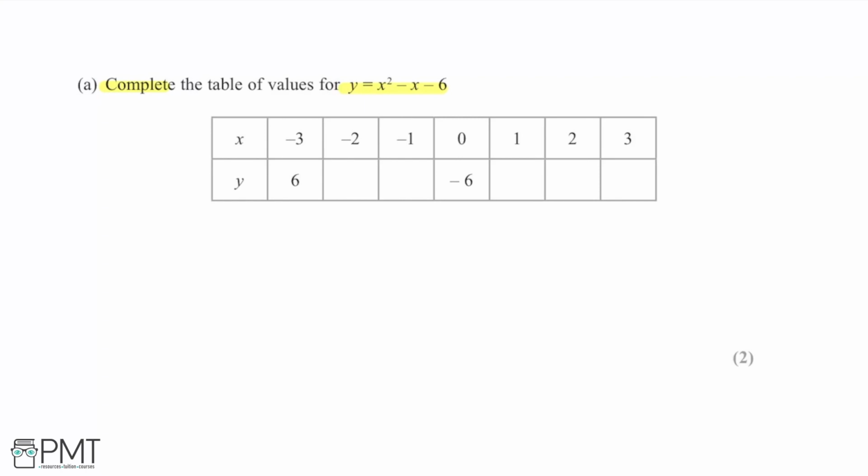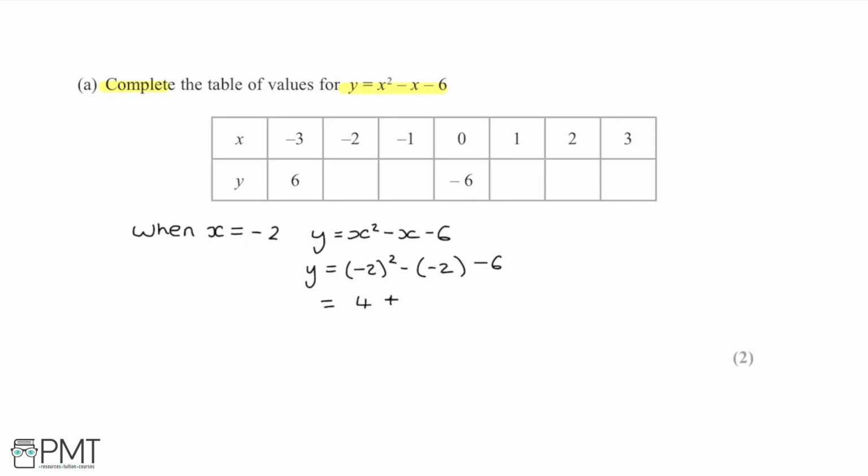So if I do an example of this, if we take when x is equal to -2, for example, y is equal to x squared minus x minus 6, and we're looking to calculate y. We square x, so -2 all squared, subtract another x, and then subtract 6, and that gives us an answer of 4 minus -2, so +2, minus 6, which gives us an answer here of 0. So I can fill that in to the corresponding y column that's linked to when x is -2.